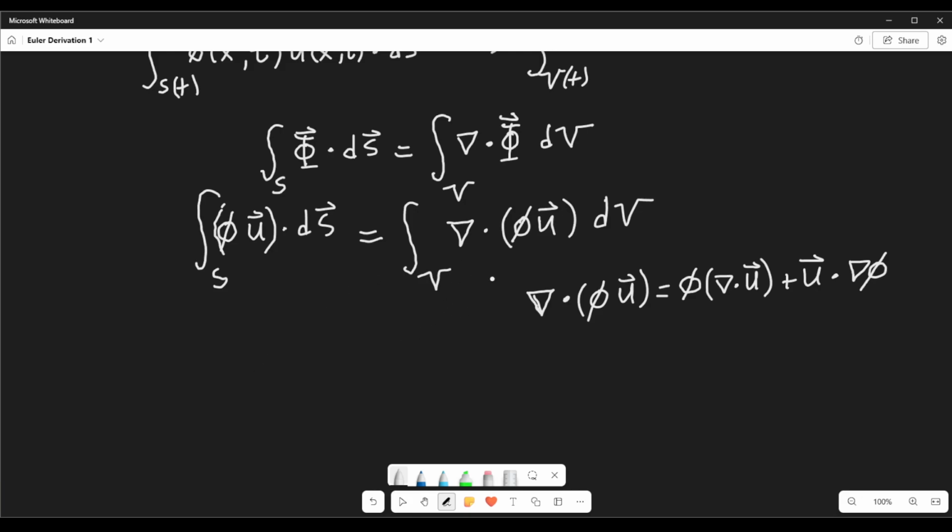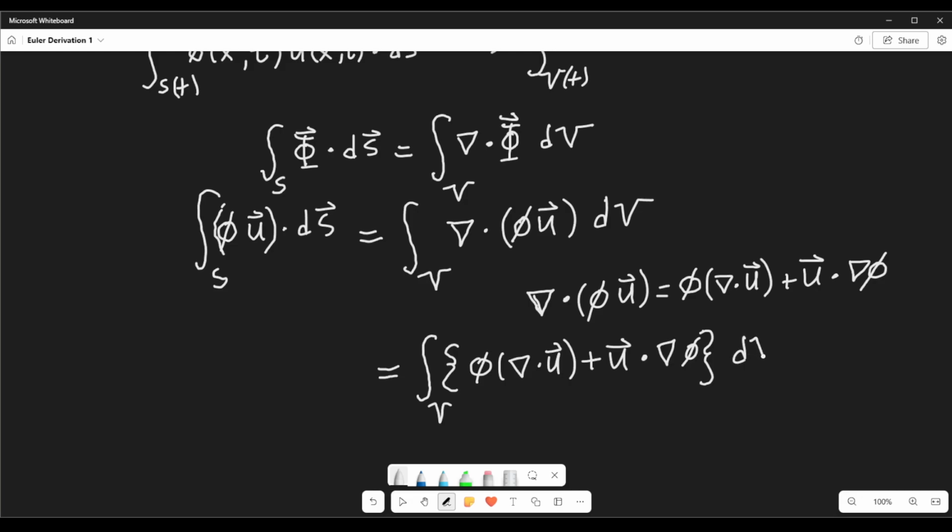So if we work this all out, this thing equals the gradient of the velocity, and then put this guy in: the divergence of the vector field dot the gradient of the scalar field, times the integral over volume, and that equals the surface integral. Okay.